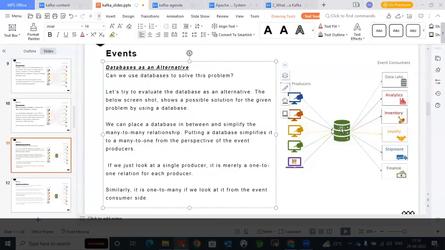If you have the database, this is solving the problem, correct? But now here one more problem is there. If you use the database, what is the problem?